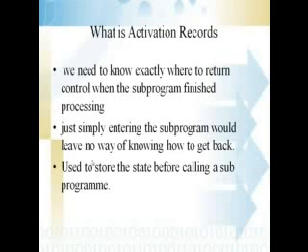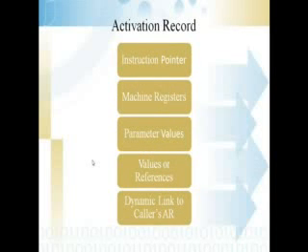Activation records. We need to know exactly where to return the control when the subprogram finishes processing. Simply entering the subprogram would leave no way to know how to get back. Activation records are used to store the state before calling a subprogram. They involve the instruction pointer, machine registers, parameter values, values of references, and dynamic links to the caller's activation record.